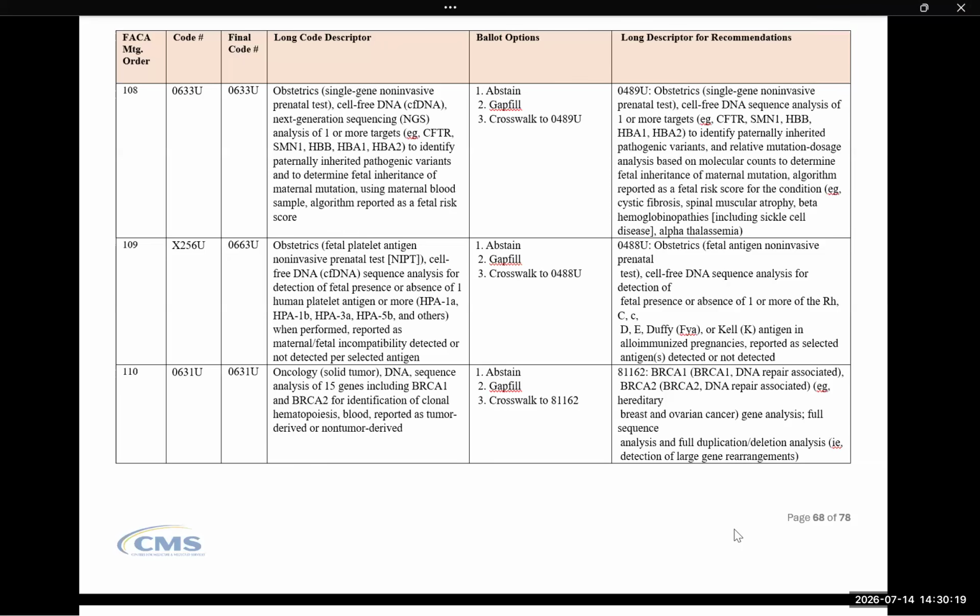So last code is 0631U. And Dr. Chung, Chris, this one's yours. Thank you. So even though this is titled as oncology solid tumor, this is actually a test to identify clonal hematopoiesis. And so the sponsor's proposed crosswalk of 81162 is not appropriate. So the subcommittee and panel is recommending gap fill. Thank you. Does anybody have any questions or comments? All right, if not, panel members, please cast your votes on this code.